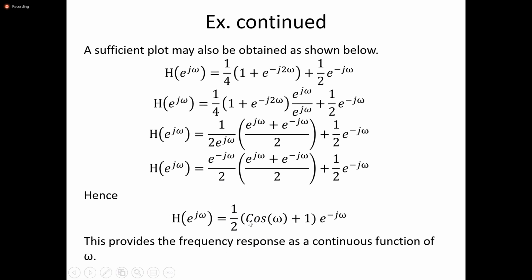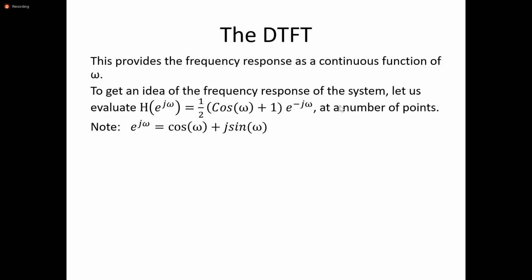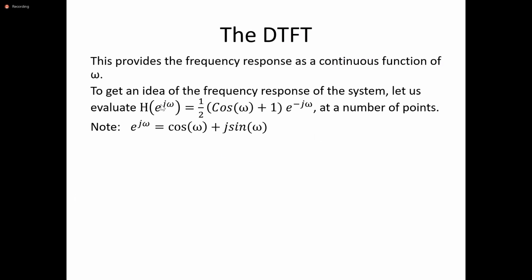Anyway, this term here is a real term, gives you a number. Any value of omega you put in there, it will give you a real number. And this here is the imaginary number. So this here is the magnitude, and this here is the phase. To get an idea of the frequency response of the system, let's evaluate this at a number of values of omega.